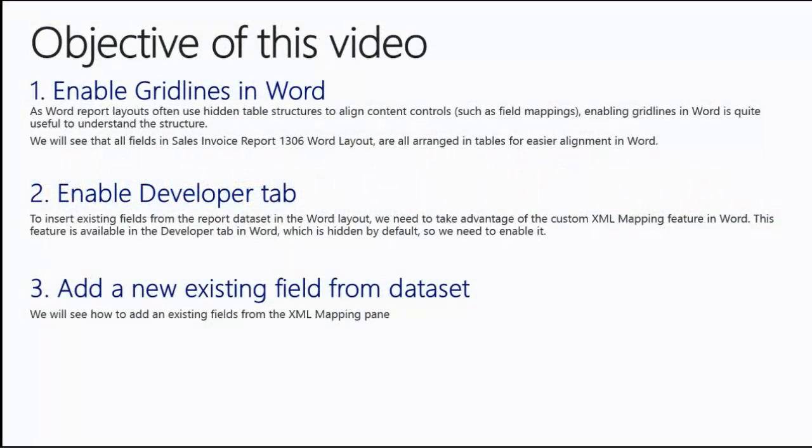At the end of this video, we will have seen how easy it is in Microsoft Dynamics NAV 2015 to add fields which already exist in a dataset to a custom word layout report. The objective of this video is to show you how to use the XML mapping pane to add an existing field from the dataset to the report in Word. Also, we will see how it is possible to export and import the word layout.